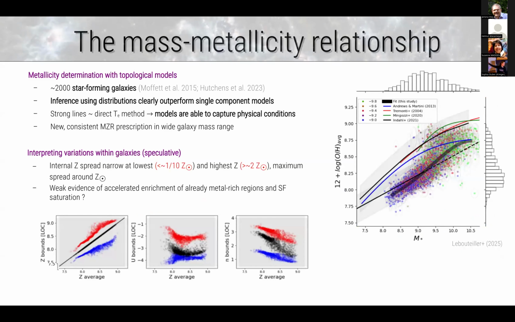And I guess I don't have time to talk about that, but we also tackled the mass-metallicity relationship in a large sample of galaxies to infer a robust metallicity measurement using strong lines, and find measurements that are consistent with the direct Te measurements that use auroral lines, which are much more robust, but it shows that we can recover that kind of robustness without these faint lines.